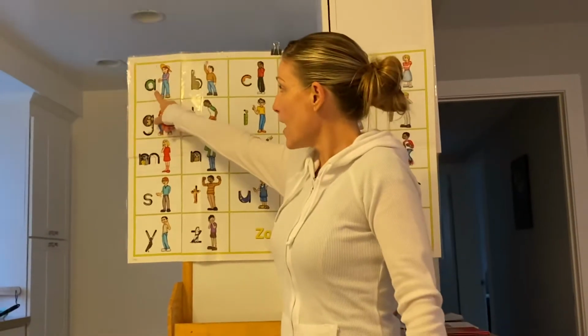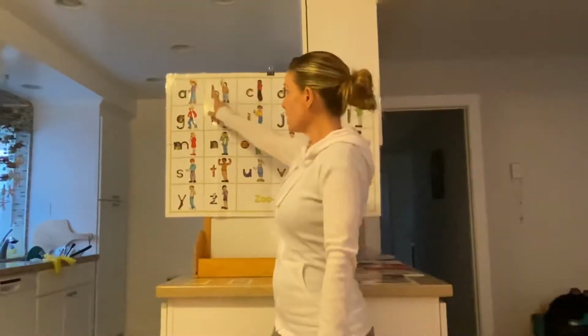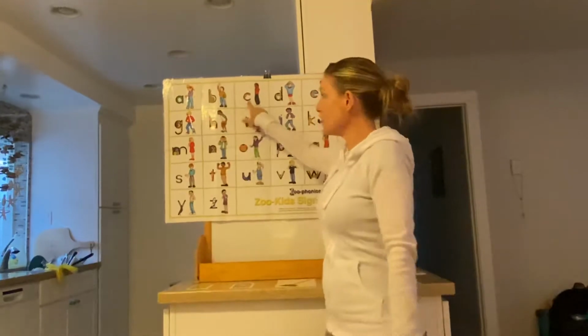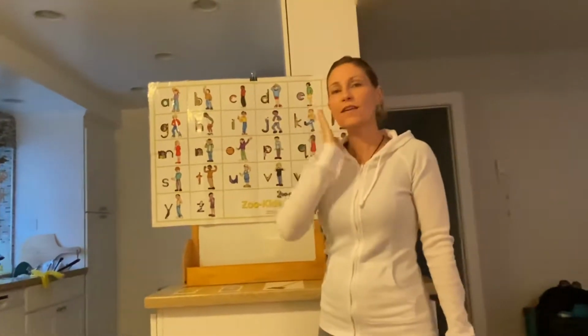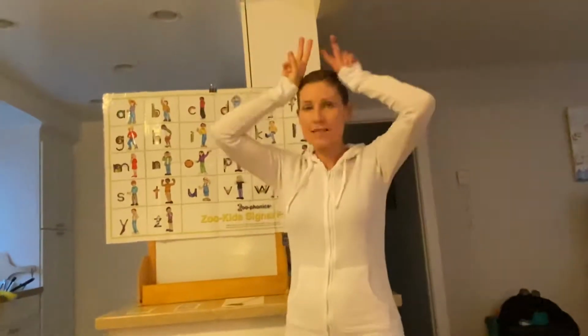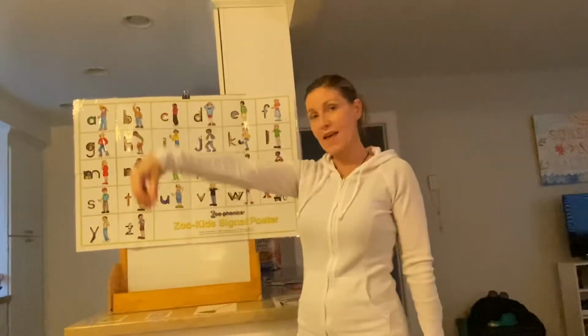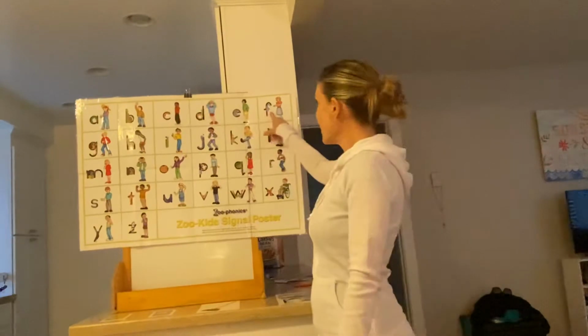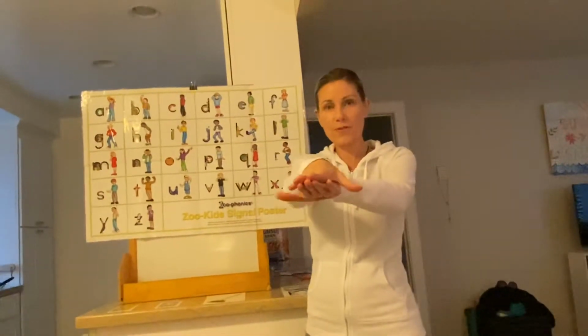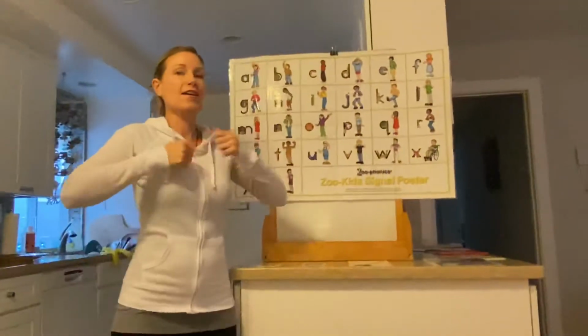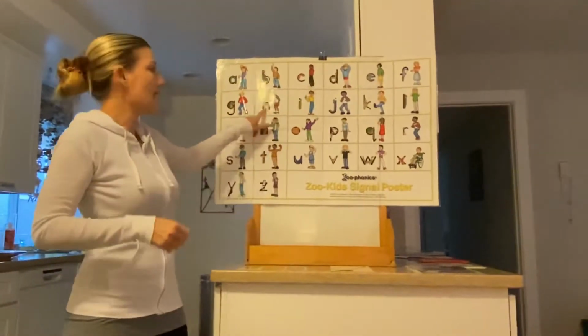So A. What's the sound for A? Do it with me. Ah, ah, ah. B, b, b, b. C, k, k, k. D, d, d, d. E, e, e, e. F, f, f, f. Make sure you're doing it with me. G, g, g, g. H.